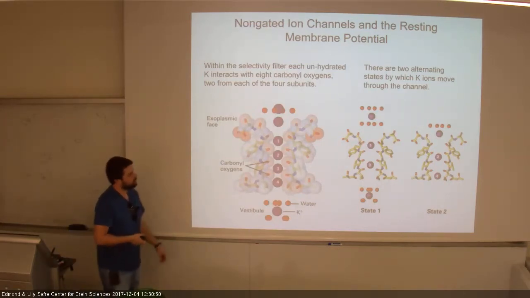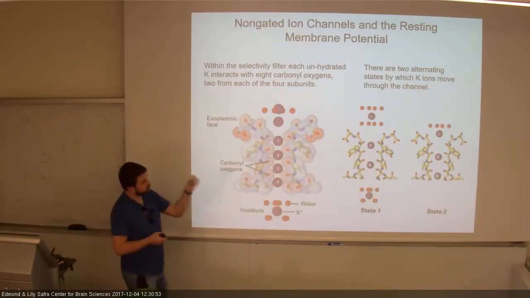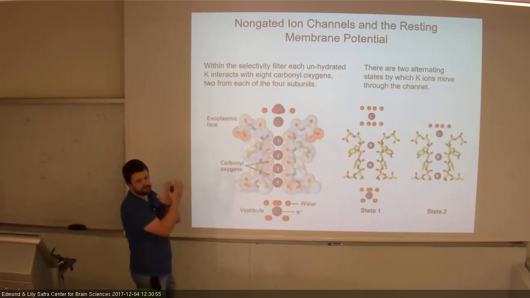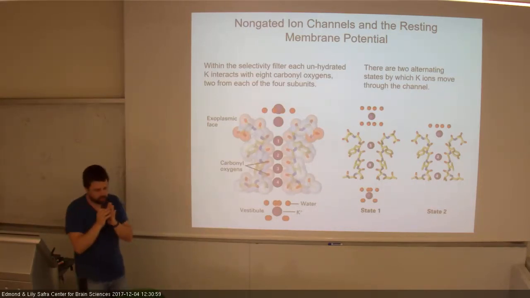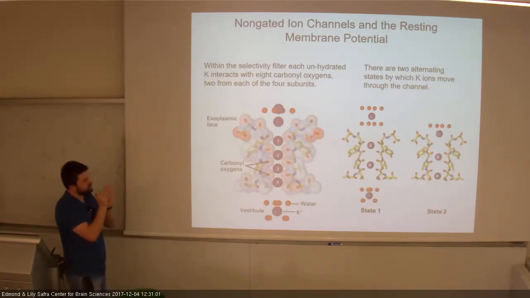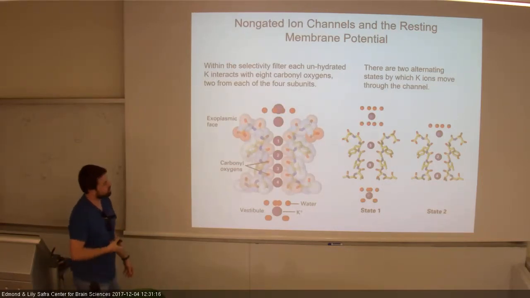Okay? But what causes this filter is their unique position, so they would only interact with an ion that's exactly the size of potassium. If it were a little bit larger, they won't interact because it won't pass. And if it were a little bit smaller, like in the case of the sodium, the sodium will always prefer to be in the hydrated state, and then it will never pass through this pore.